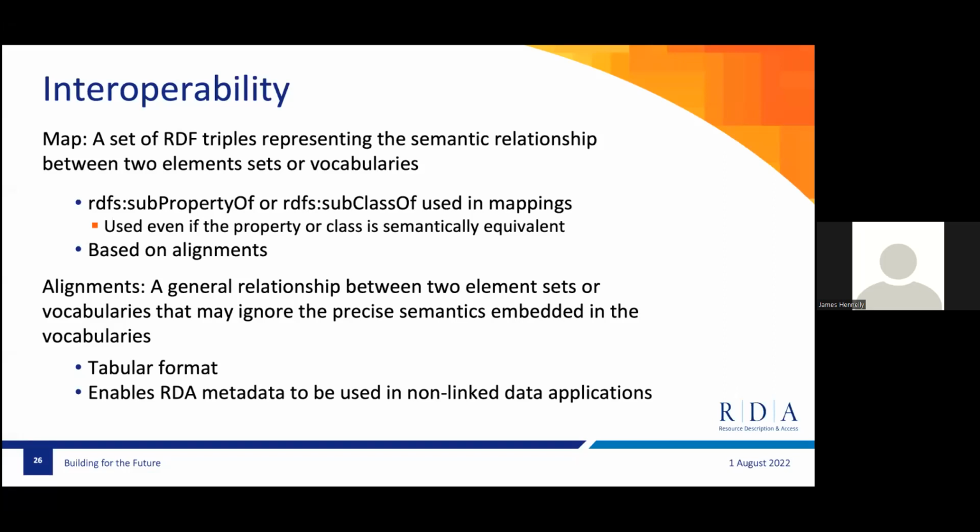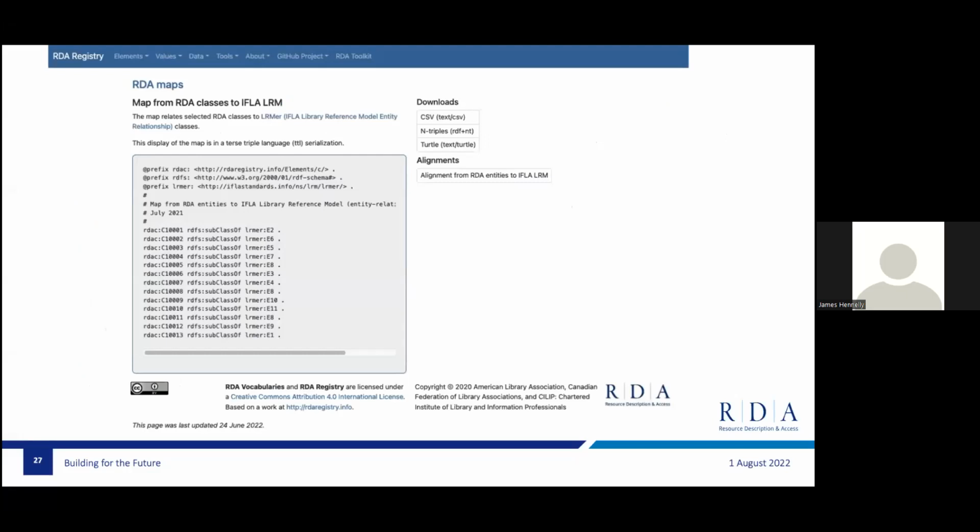So to show you some examples in the registry, this is an RDA map from the RDA classes to IFLA LRM. If the map is not too big, we do try to provide an example of what that map looks like. And then as you can see, we also provide it for download. So you can get it as a CSV file or in N-Triples format or N-Turtle. There's also a link to the equivalent alignment.